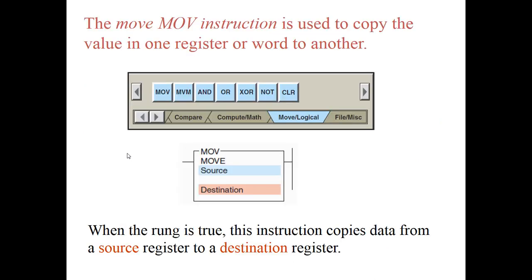So the move instruction is used to copy the value of one register to another. Okay, so the move is going to be right here under the move, and it's going to take the source and move it to the destination. The source could be an N value, a register, or it could just be a number like 300 or 500, and it's going to move it to a destination, which could be an N register, or something like a timer or a counter preset, and that's what we're doing today.